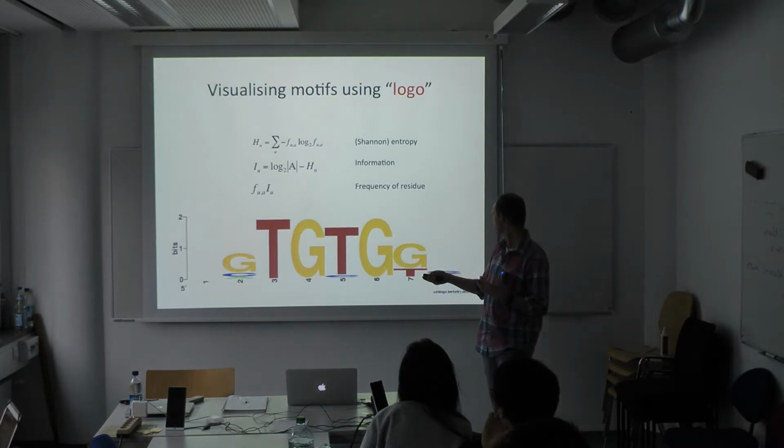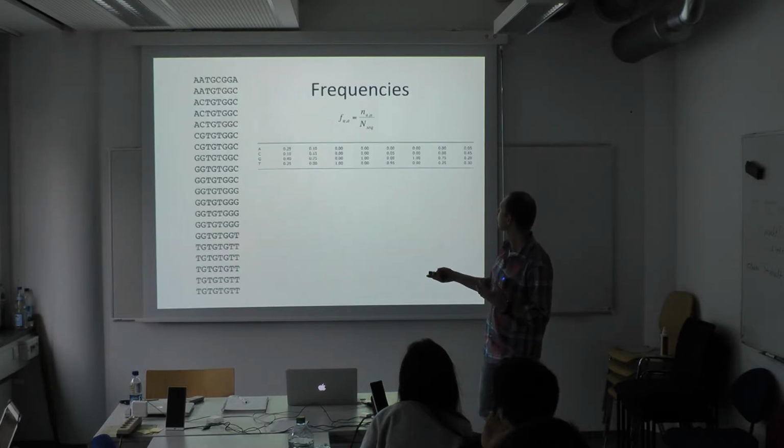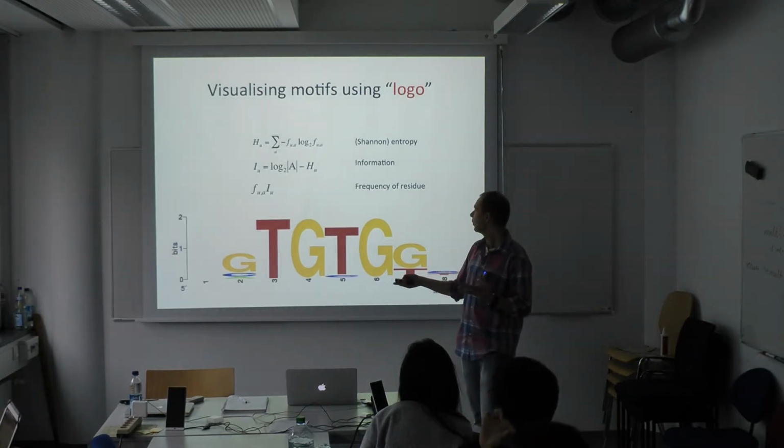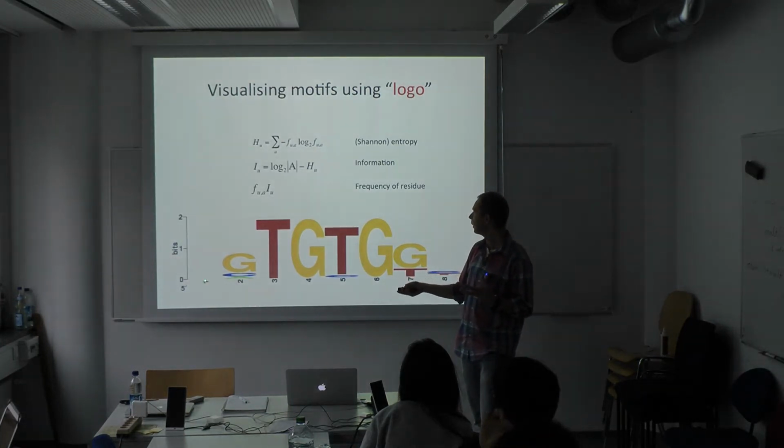It actually reduces, let's say it's 8. I just want to verify that I've calculated this for the right alignment. Yes. So the Shannon entropy will be so big that we can't see the letters here.